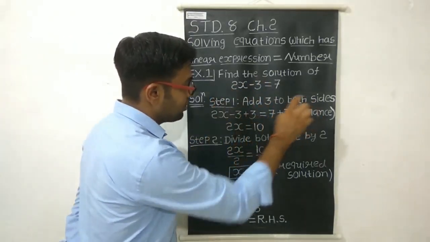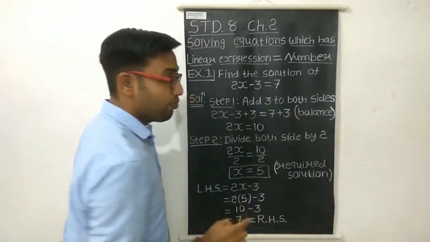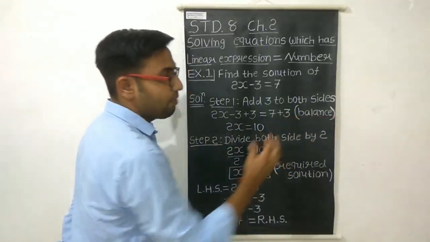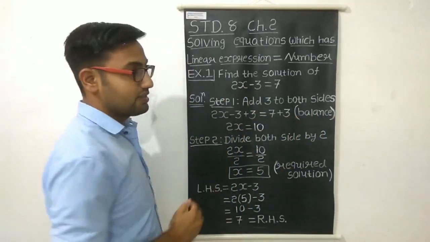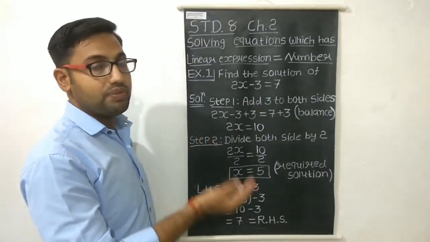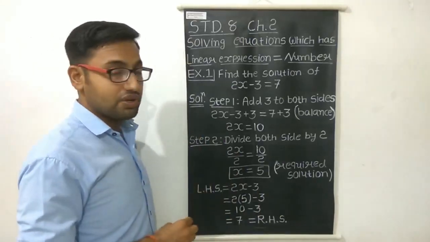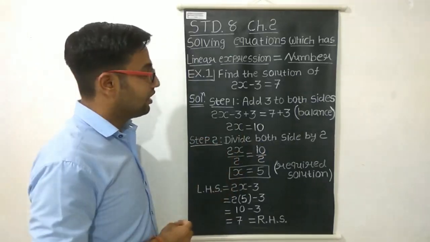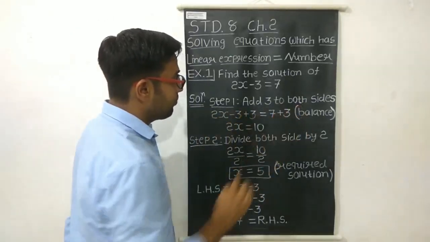Add 3 to both sides. Notice that we have to add 3 to both sides of the equation. Why? Because we have to balance the equation. If we only add 3 to the left hand side, it will not be a balanced equation. So to keep the equation balanced, we have to do the same process on both sides, as I said earlier. So the first step is to add 3 to both sides.